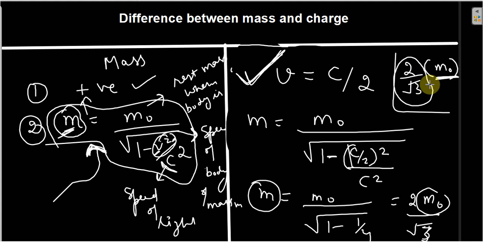So these two are the basic properties of mass and charge, and they are very important. I discussed only two properties; the rest are very easy, and you can refer to any book for them.